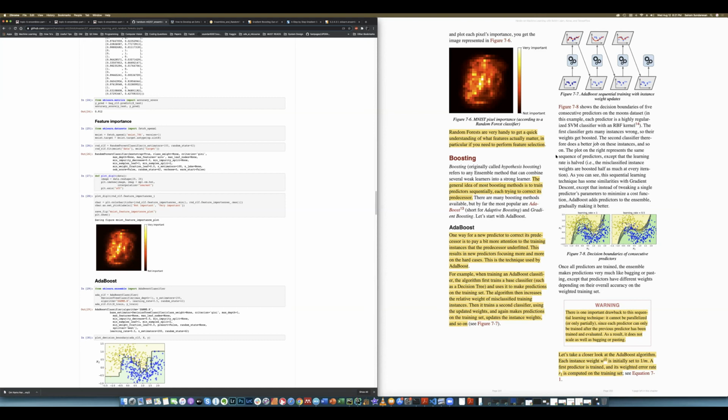Yeah. And it's not just that, right? If you think about it, was that pixel chosen for the split across a number of trees? And secondly, was it useful in doing the split? Yeah.